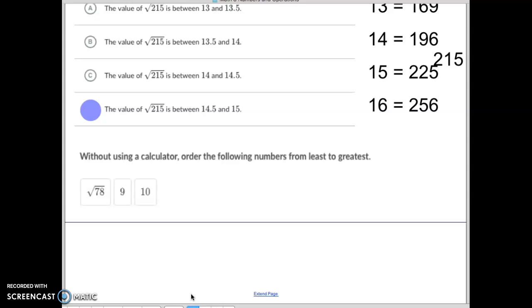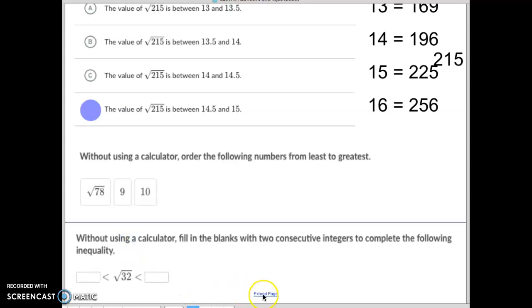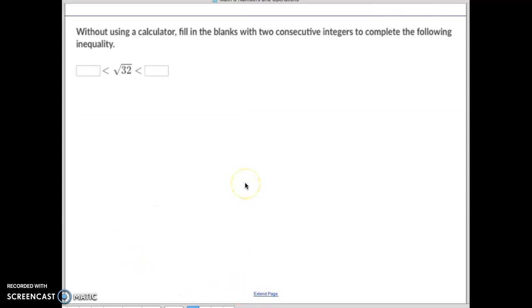All right, and then finally, the last one we've got here. Without using a calculator, fill in the blanks of two consecutive integers. Remember, integers do not include decimals. So integers are numbers like 5, 6, 7, 8, 9. All right, so the square root of 32. We need to find two perfect square roots, one on this side and one on this side of 32.